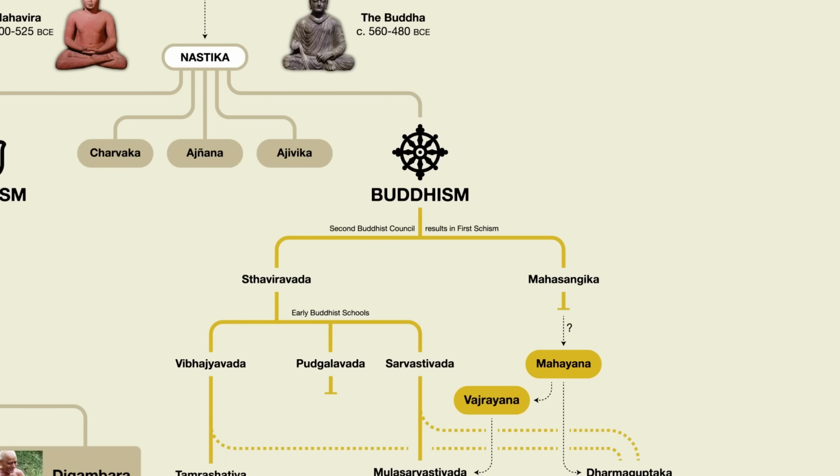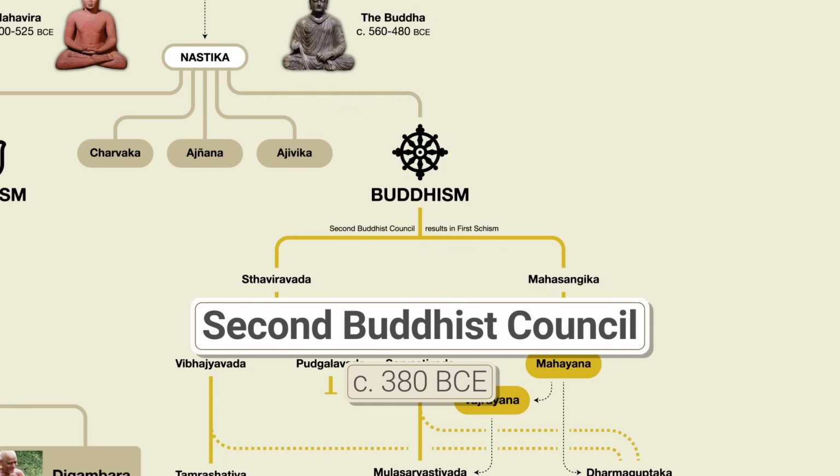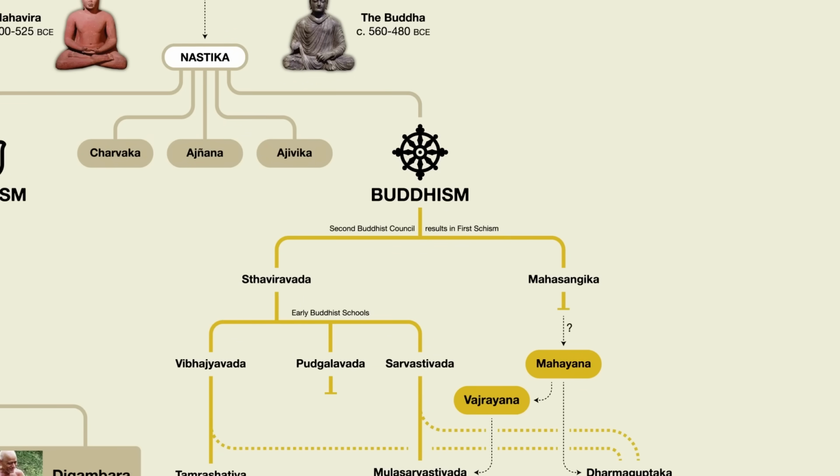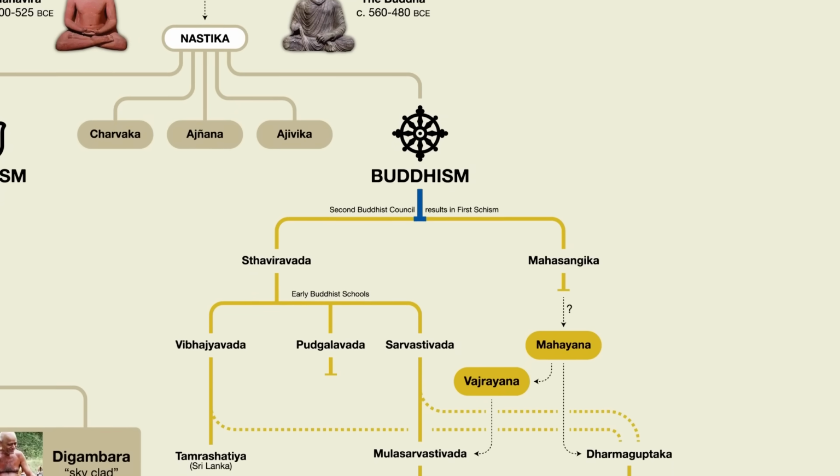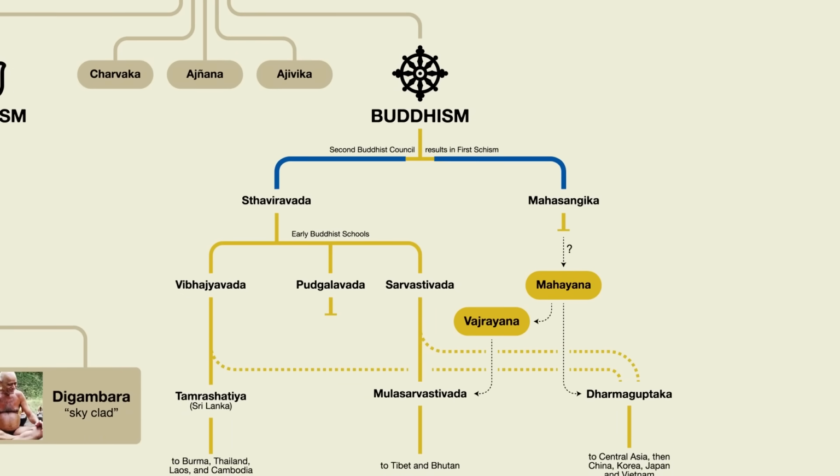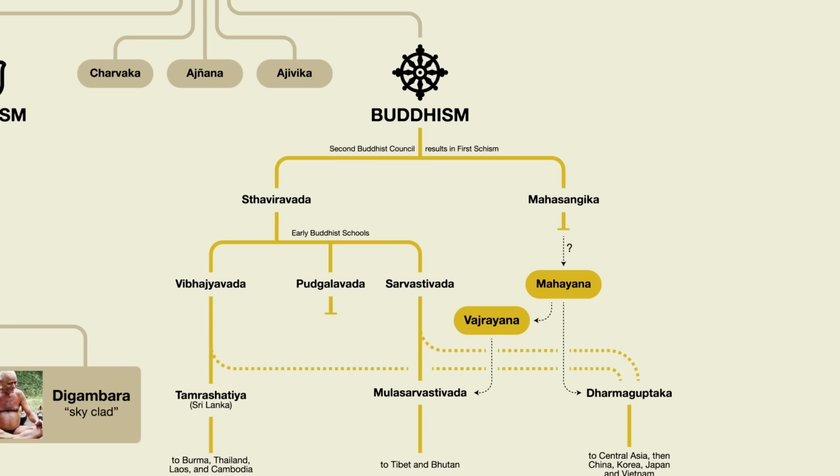According to tradition, a second Buddhist council was held approximately 100 years after the Buddha's death. This time, there were disagreements over the community rules, and this led to the first Buddhist schism. The majority group became known as the Mahasangha, meaning the Great Sangha, and the minority group became known as the Theravada, meaning School of the Elders, because it consisted mostly of the more senior monks.